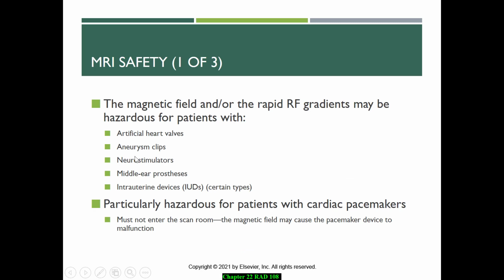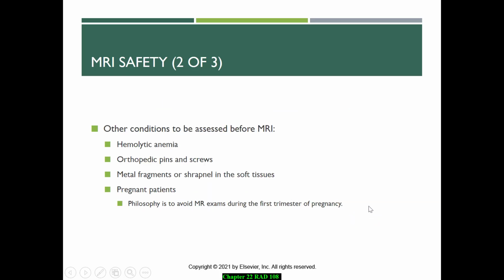And some safety considerations. We really want to make sure that your patient, we have a whole list of questions that we'll ask. We want to make sure that they have no aneurysm clips, if they have a middle ear prosthesis. Some of the cardiac pacemakers can be of a concern because they can cause them to malfunction. And then some other conditions that we need to be cautious of is just those orthopedic pins and screws. And nowadays, most of those are going to be non-magnetic. So even pacemakers, some of the newer ones, are not going to cause it to malfunction. So it's really one of those questions you have to be concerned with: how old is the part that was replaced or inserted into your patient for that particular exam.